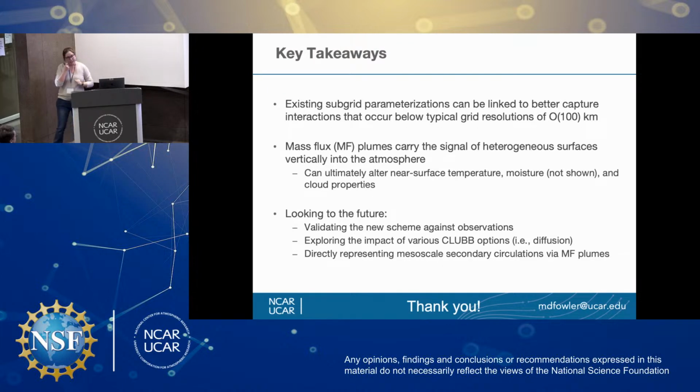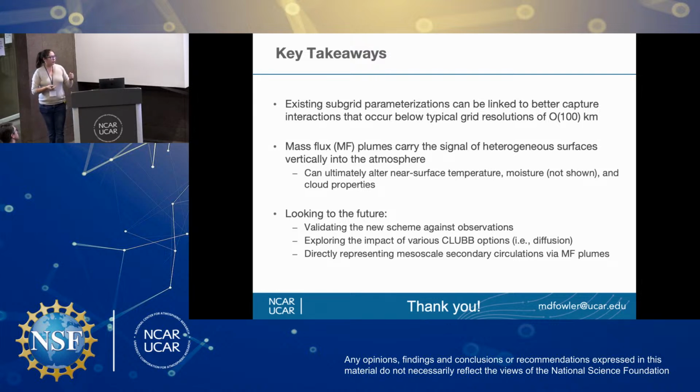So just a few takeaways. One important point I think is thinking not about necessarily creating new parameterizations, but new linkages between them for how we can actually capture processes that are missing in the model. So here we're looking to capture land-atmosphere interactions that can occur below the 100-kilometer grid scale. And these mass flux plumes are a really important tool for doing that because they carry the signal of heterogeneity from the surface up through the vertical more efficiently than if we were to use something smaller like CLUBB itself.